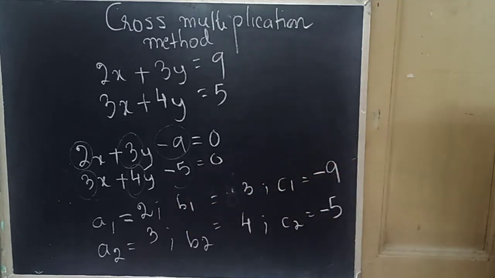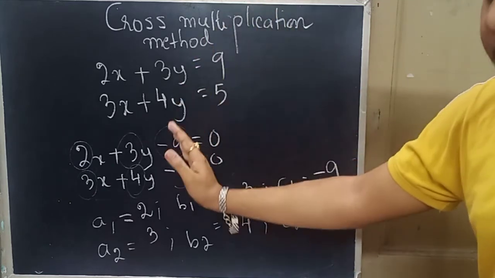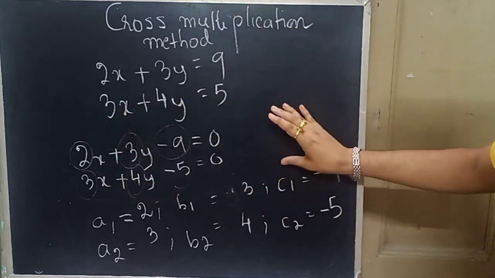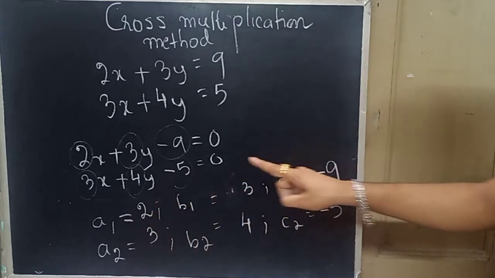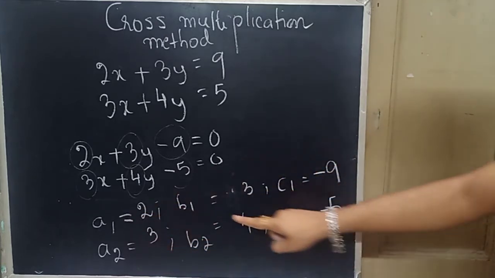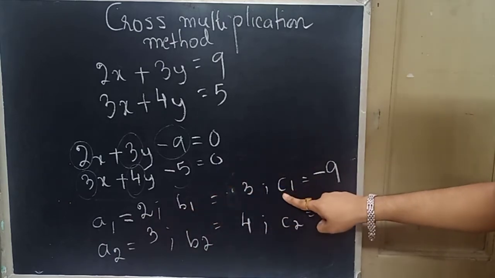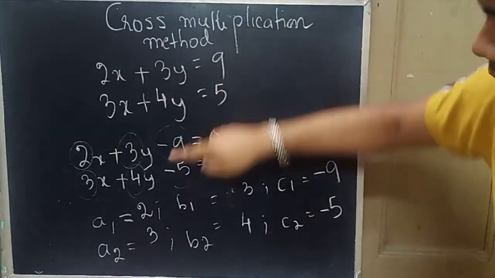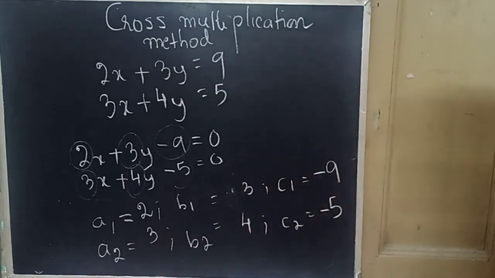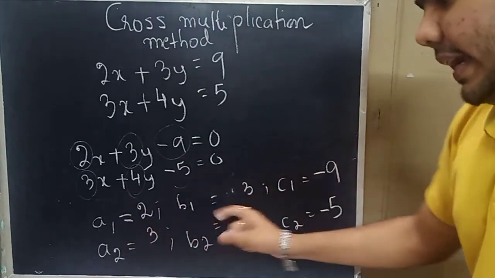So first we are going to bring all the terms to one side. That is the first step. Second step, evaluate the values with respect to a1, b1, c1, a2, b2, c2. a1, b1, c1 indicate all the values of a, b and c from the first equation, and a2, b2, c2 indicate all the values from the second equation.